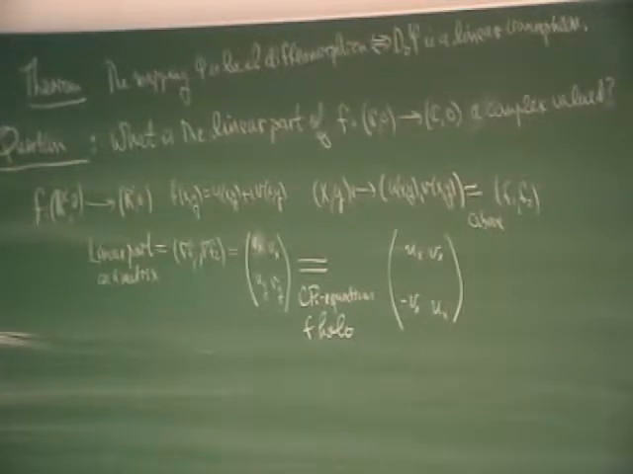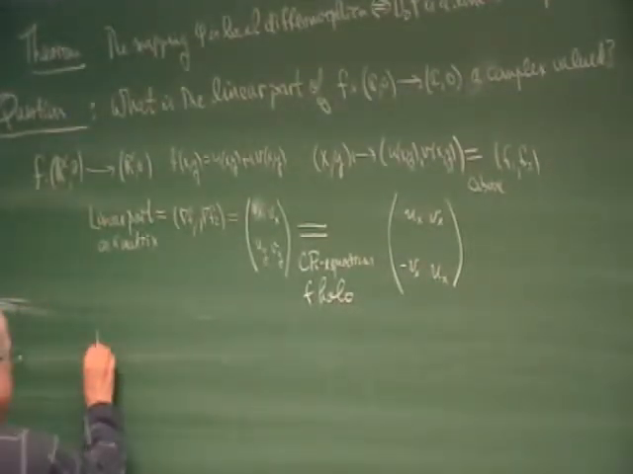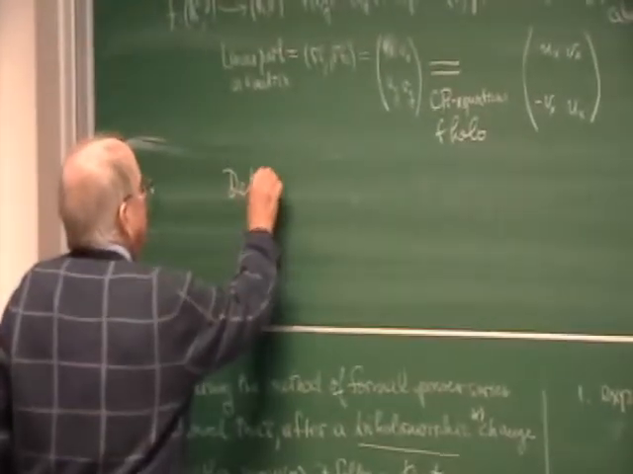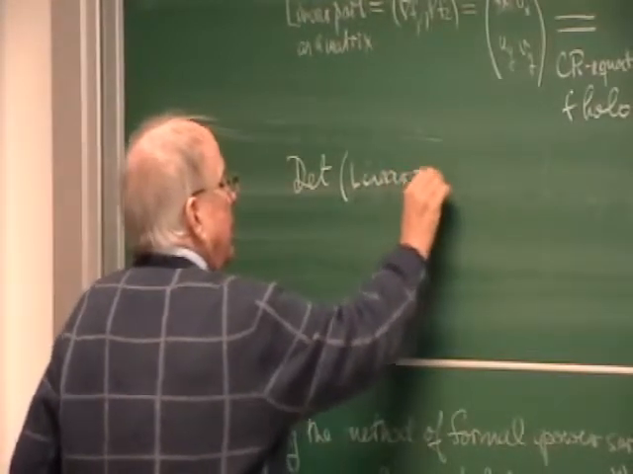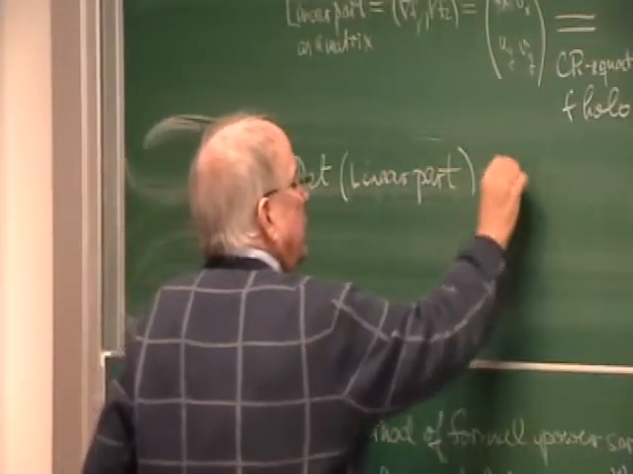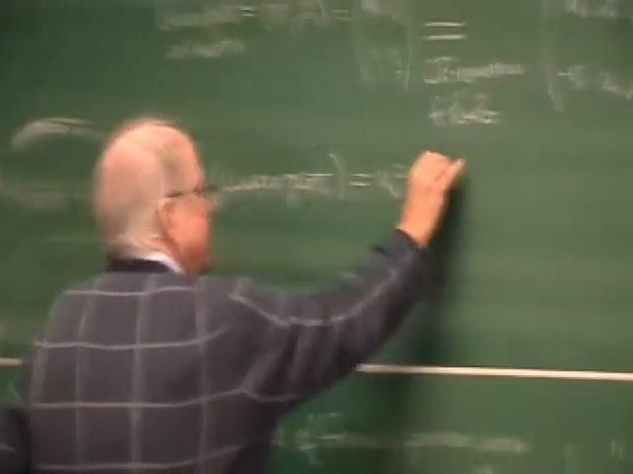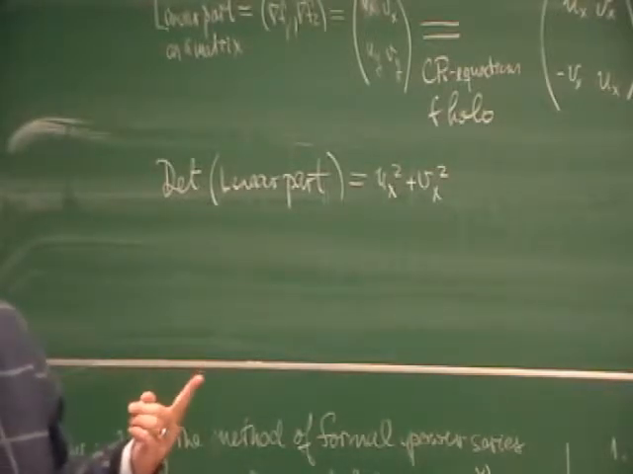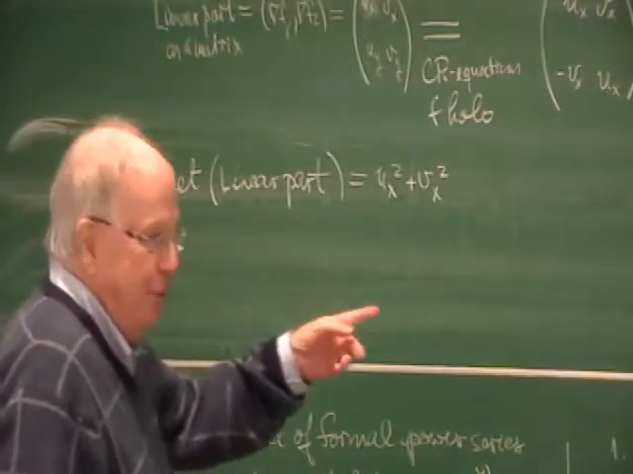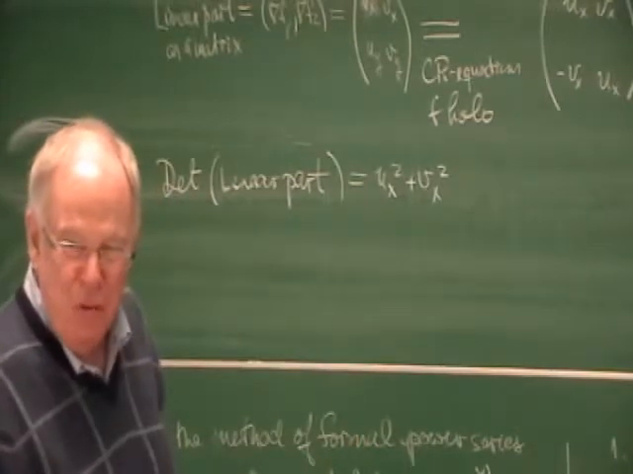And now, in this case, it is amusing to write the determinant of that equation. So the determinant of the linear part equals ux squared plus vx squared. That's very interesting, right? Or, by the way, if you look at it, it would be the same in y. I mean, x, it's very amazing, right? Some sort of norm here.